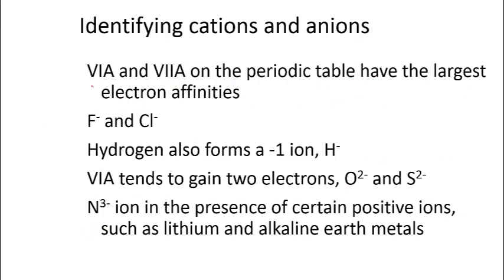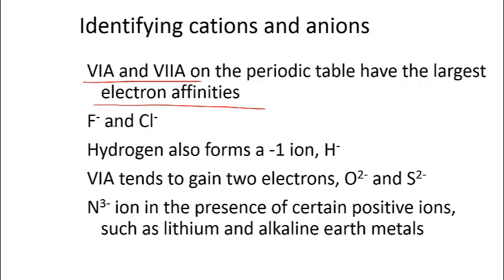Groups 6A and 7A on the periodic table have the largest electron affinities. Thus, we would conclude that these elements tend to form monatomic ions by gaining electrons as opposed to losing them, because remember, electron affinity means that they want electrons. They have an affinity for electrons.